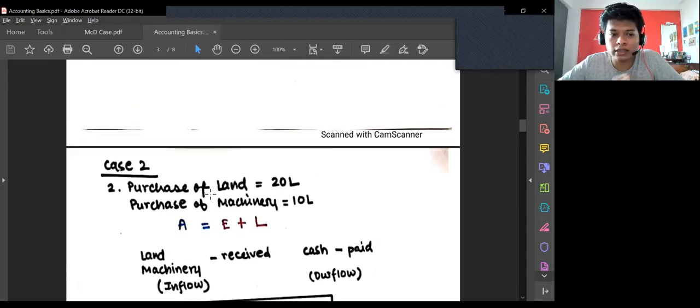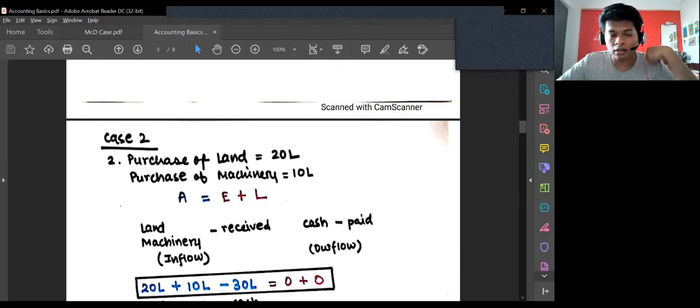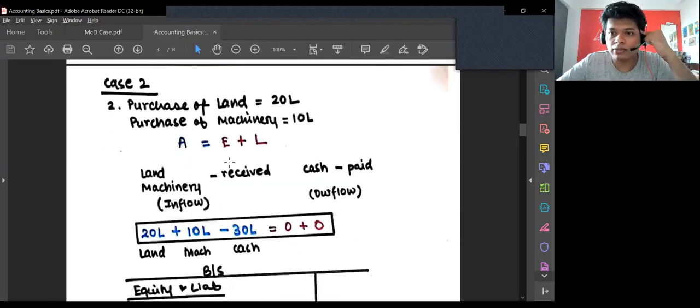Case two. Case two is purchase of land, okay, for 20 lakhs and purchase of machinery for 10 lakhs. Now again, just don't think of this. Just look at the equation and think what is happening. So when I purchase land or purchase machinery, machinery is coming, and what is going out? My cash, right? So land and building received, this is the inflow, and cash paid is the outflow. Now, if we try to plot it in the accounting equation, this is what the equation will look like.